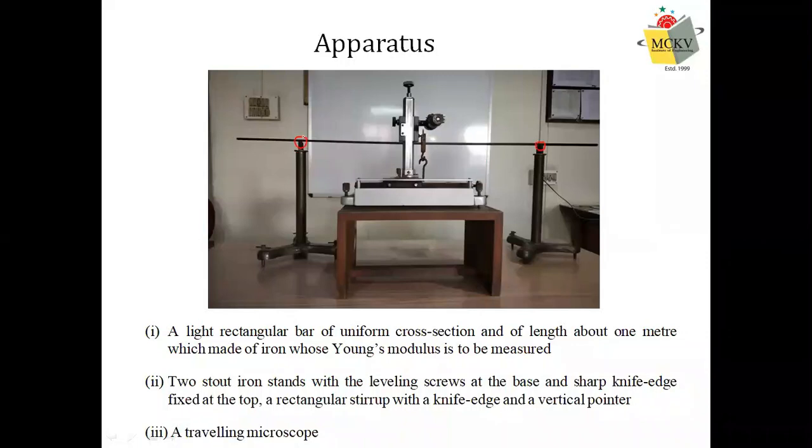Okay, so these are the knife edges on which the iron bar rests. The length between the two knife edges is 100 centimeters. So this is 1 meter.